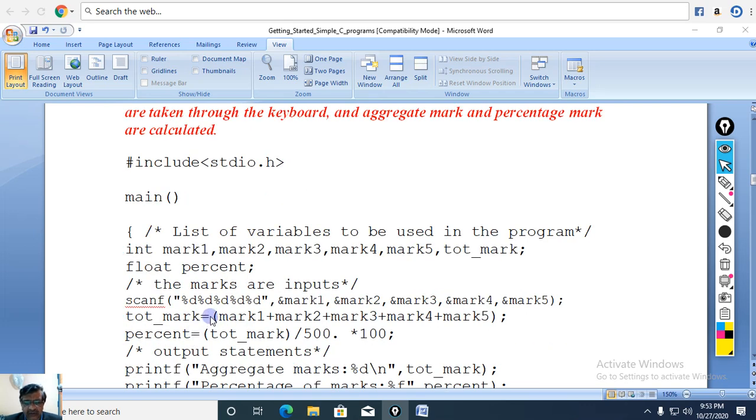Now we have to read the inputs. There are 5 inputs, therefore percentage d, 5 percentage d's placed without any comma. We should not do any formatting over here. We should simply write them side by side, and accordingly there should be matching variables with the ampersand symbol. Ampersand is an operator which represents address of. It is also called the address of operator.